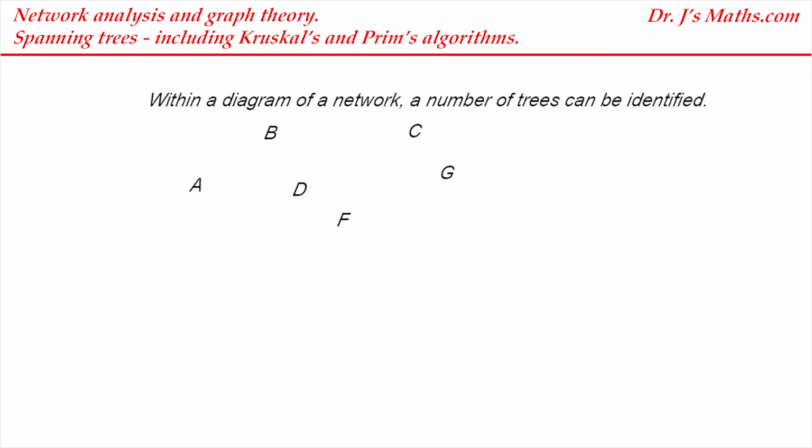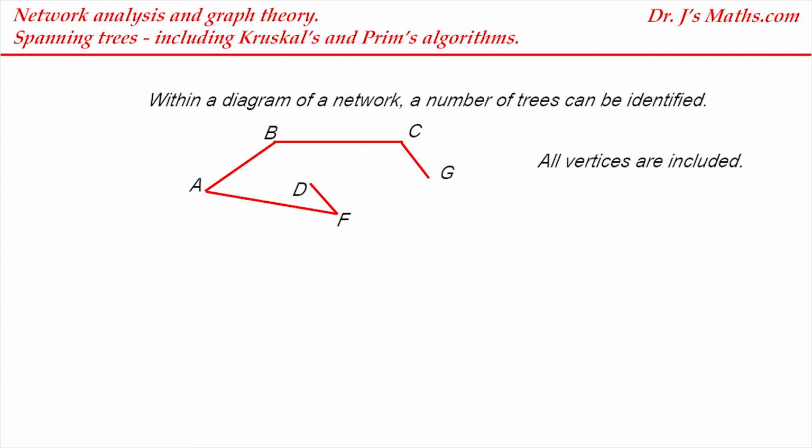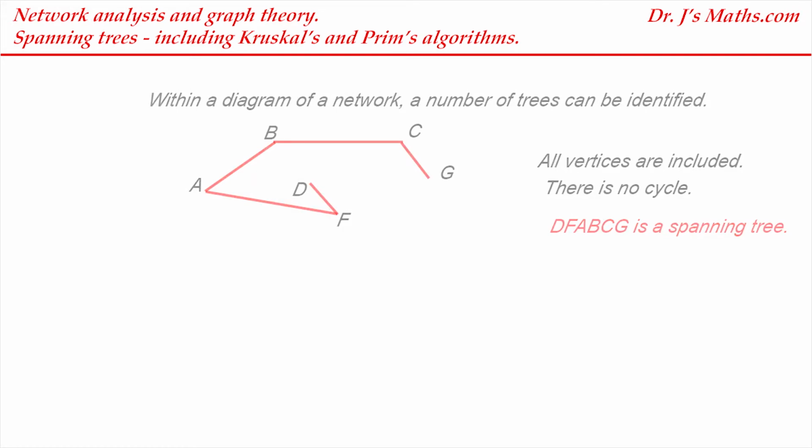So we'll get rid of that green diagram and try something else so that DF is not offended at being left out of the previous one. Now we can go from D to F to A to B to C to G. We've got all vertices connected. There's no cycle being created, so therefore DF, AB, CG is another spanning tree within the same network as we started off with. So we've now got at least two spanning trees within the original network.